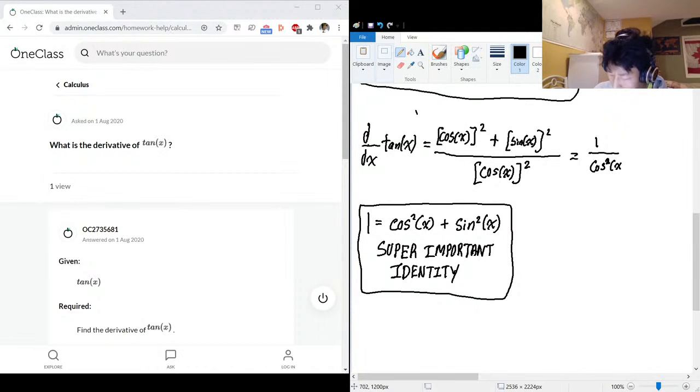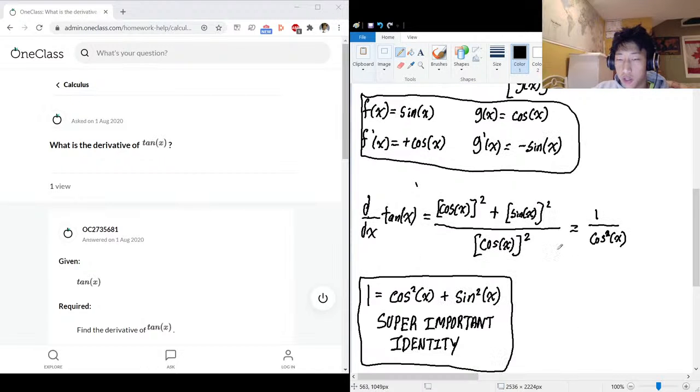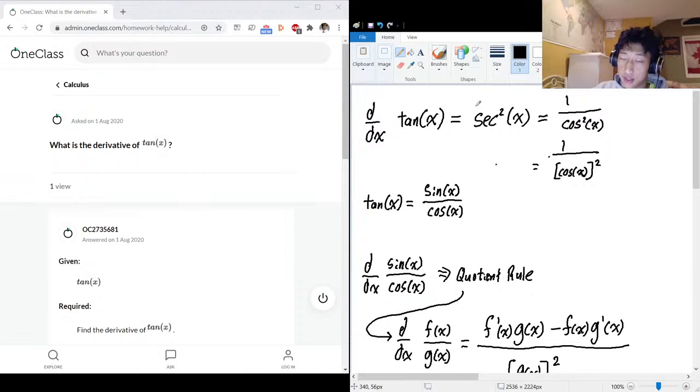Hey, would you look at that? This is equal to what we said it was originally. We originally said that it's equal to secant squared of x, which is equal to 1 over cos squared of x. So, wow, would you look at that? We just proved that the derivative of tan x is 1 over cos squared x, which is equal to secant squared x.